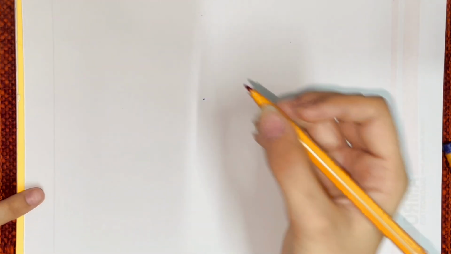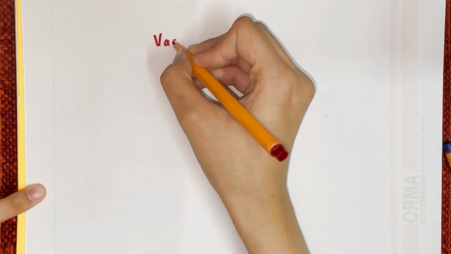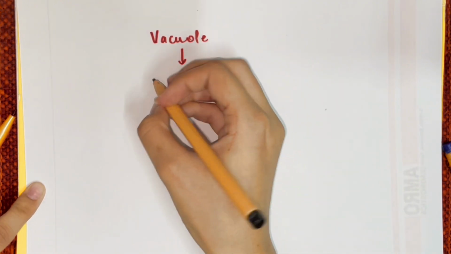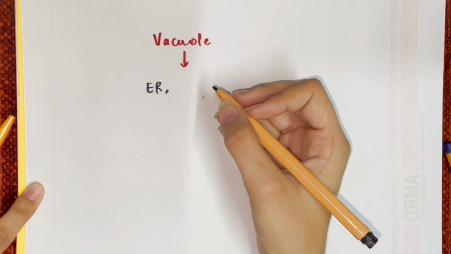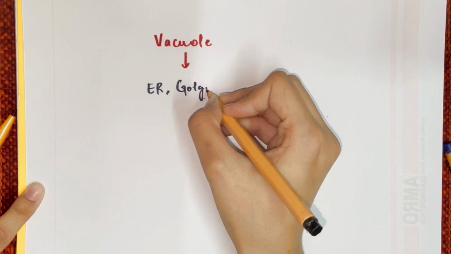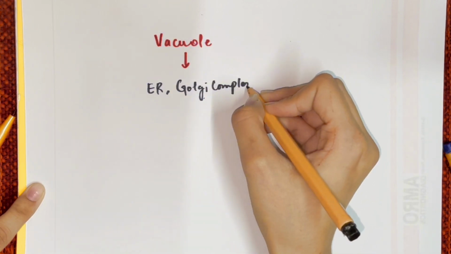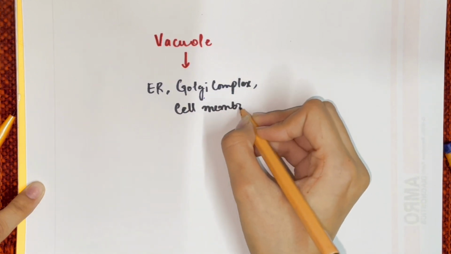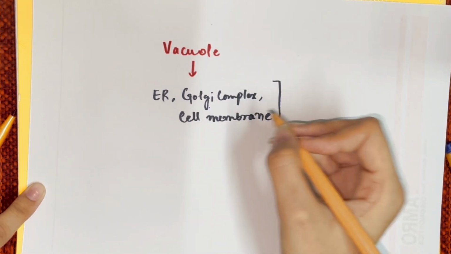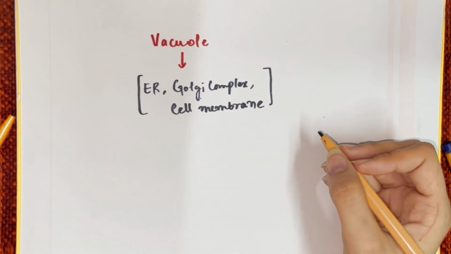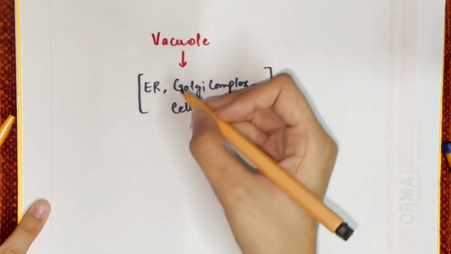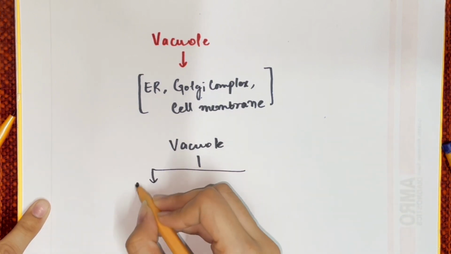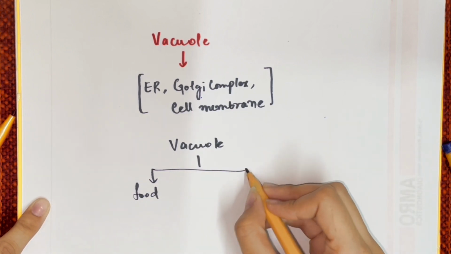Now let's come to the topic of how the vacuole is originated. Well, the vacuole is originated from the endoplasmic reticulum. It is originated from the Golgi body, or you call it the Golgi complex also, and it is originated by the cell membrane. So, from these three organelles, the vacuole is basically originated. We also need to learn that vacuoles are basically of two types.